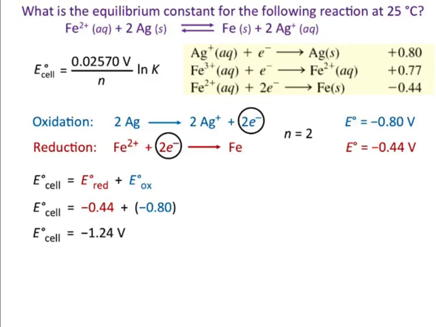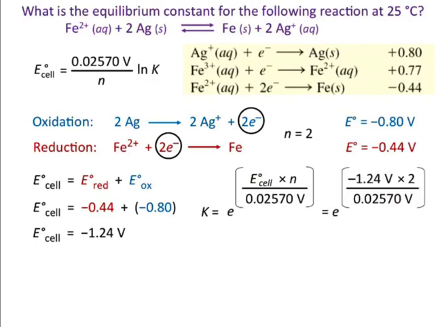Okay, so we're in the business of finding K, and so K is up here, and we have E naught cell. So we need to solve for K, so we'll multiply n on both sides to move it up here. We'll divide both sides by the constant. Then to get rid of the natural log, we take e to both sides. So that gives us just K on one side and e to all the stuff on the other side. So it looks like this.